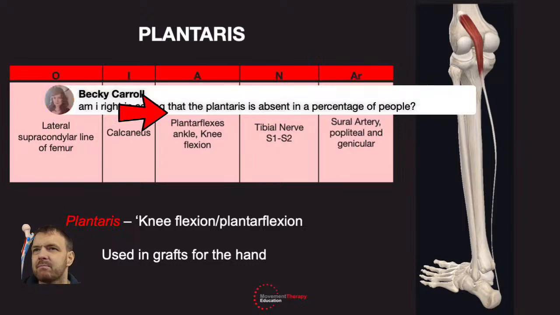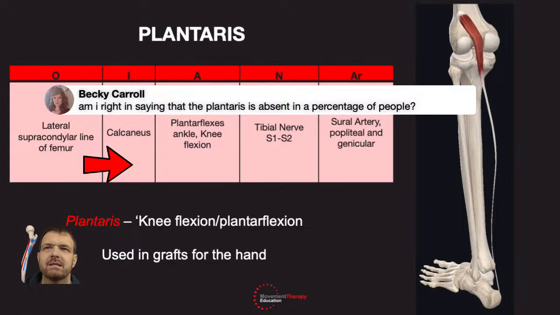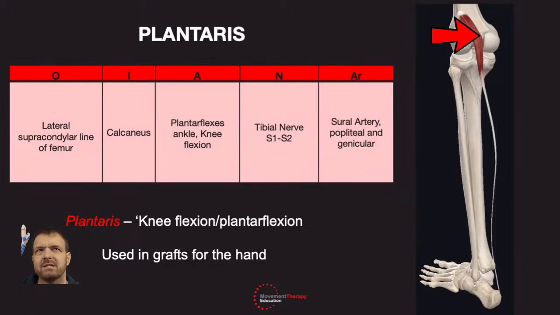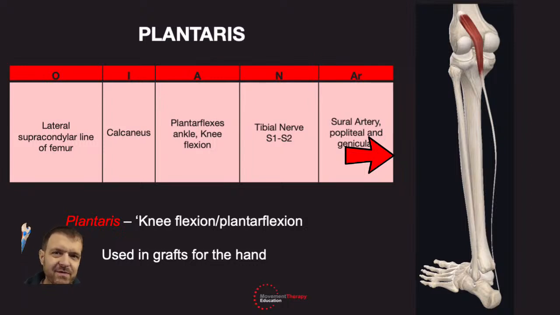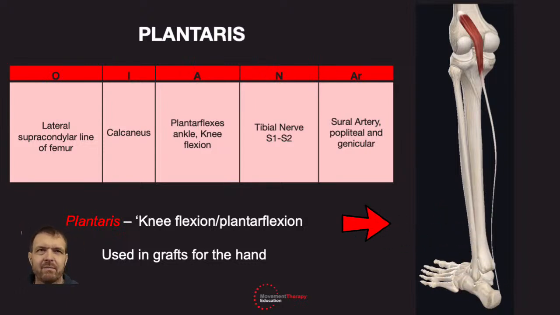Am I right in saying that plantaris is absent in a percentage of people? I don't think everybody has it. I think it is one of those muscles. It's like fibularis tertius, where you may have it, you may not. But I'm not sure of the percentages. But it's a pretty useless muscle, for want of a better word. It's got a really long tendon, so can't really generate much force. To be able to generate force, you'd need some kind of sesamoid bone in there somewhere, just as a pivot point.